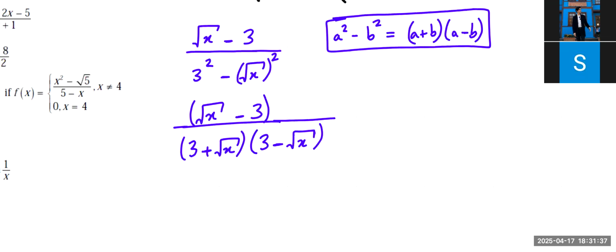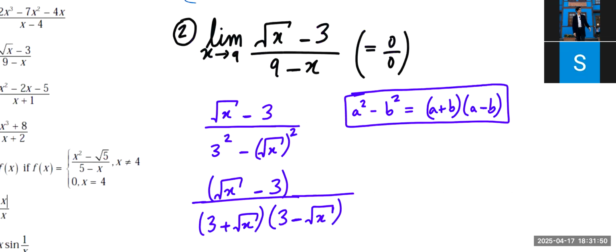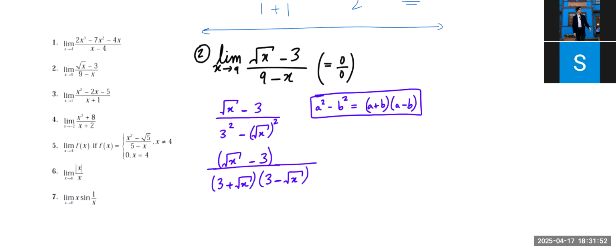Because I need to cancel this, right? How do I cancel it? Can you try plugging the limit in? No, if I plug in, I haven't changed anything. I've literally just opened it up. So if I plug in the values, I will still get 0 here and a 0 here, because the square root of 9 is still 3. You're going to get 0 over 0.